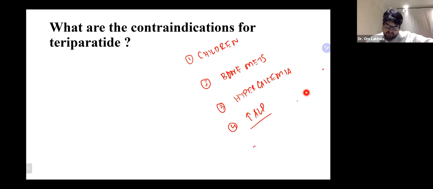You don't use it in, of course, rare conditions like Paget's disease. We don't see that very commonly in India, right? So these are all other conditions where it is contraindicated. And of course, you will not use it in patients with primary hyperparathyroidism. If the patient already has PHPT, you don't use it. So these are some broad contraindications for use of teriparatide.